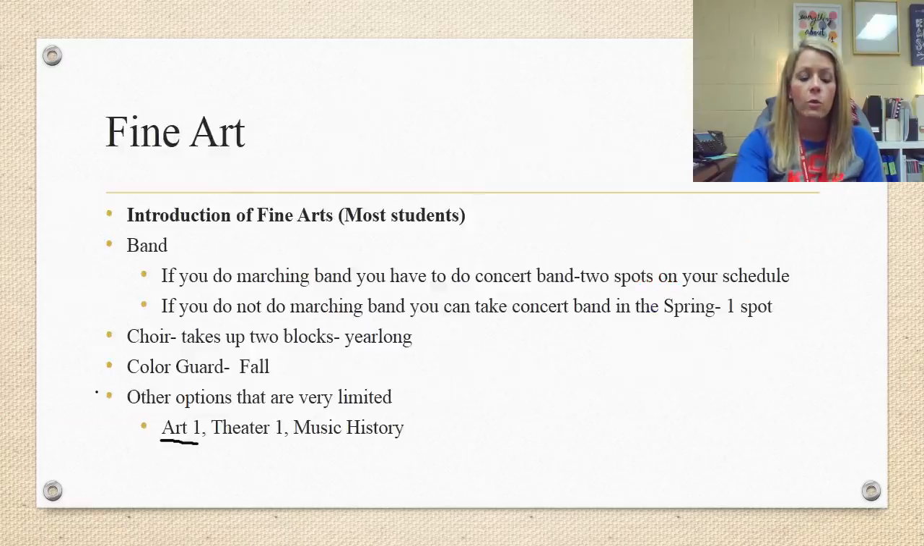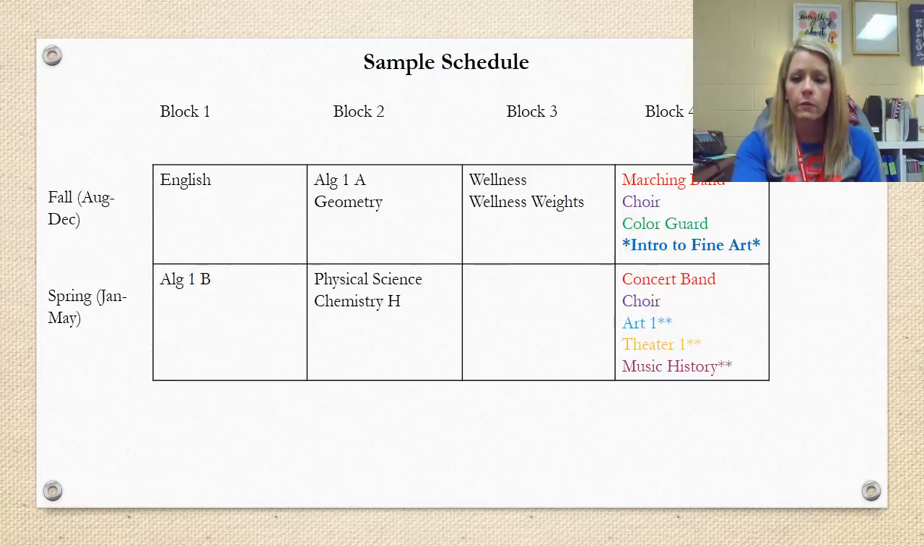So what that looks like on our sample schedule, if you're taking marching band, if that's something you want to do, you need to write that in the fall, and also concert band in the spring. I have a hard time saying that. If you're going to do choir, you're going to write choir in one of your boxes in the fall and one of those in the spring, because it is a year-long class to get ready for competitions. If you're going to do the color guard, you just have one box, and that is going to be in the fall because that's football season and that's when you guys are the busiest.